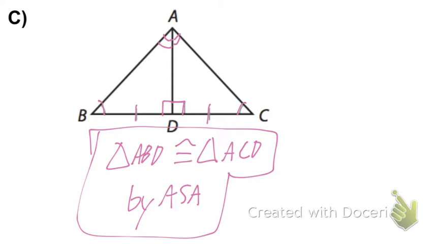Okay, Max. You know that the center line is congruent to itself. AD is congruent to AD. So now, could we use another method? Side, angle, side.